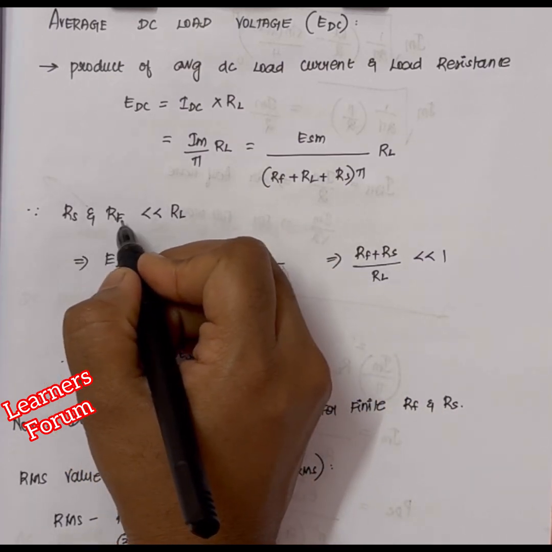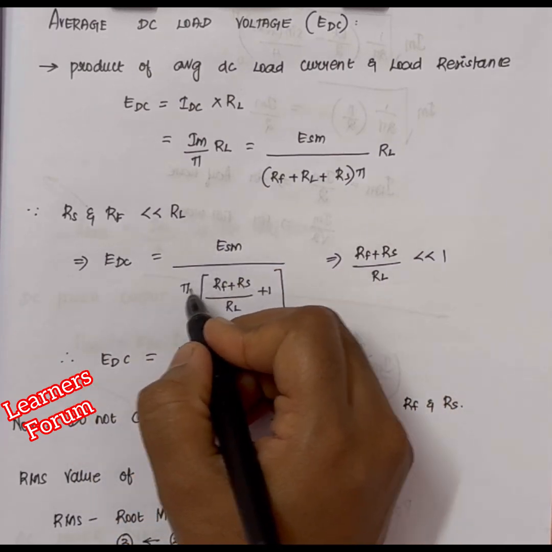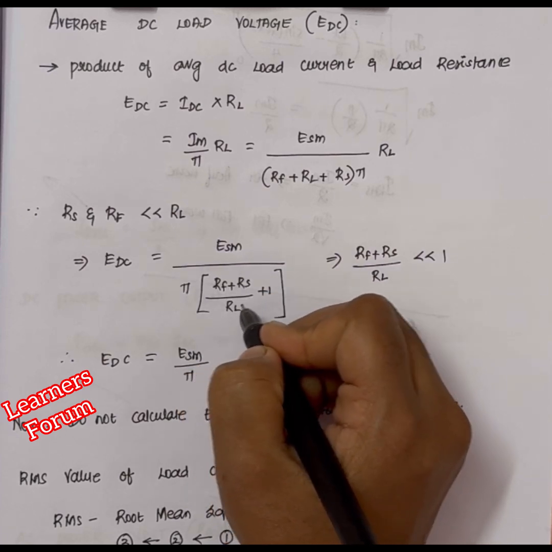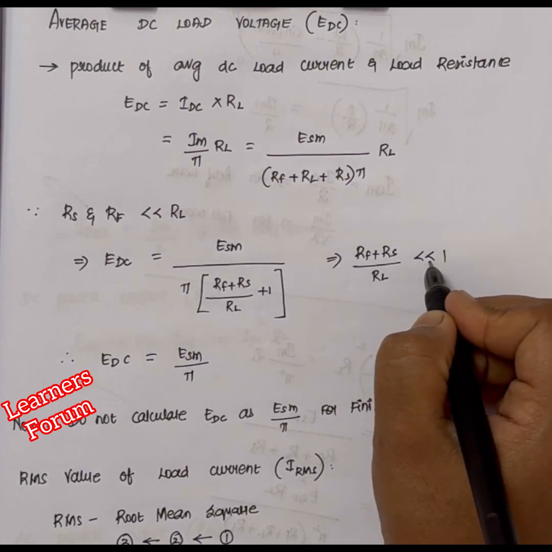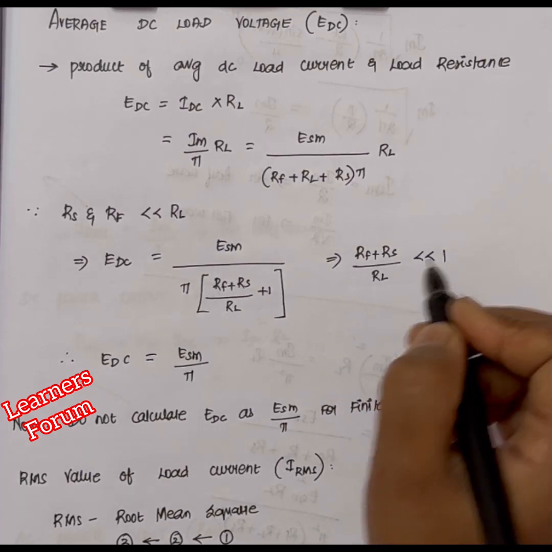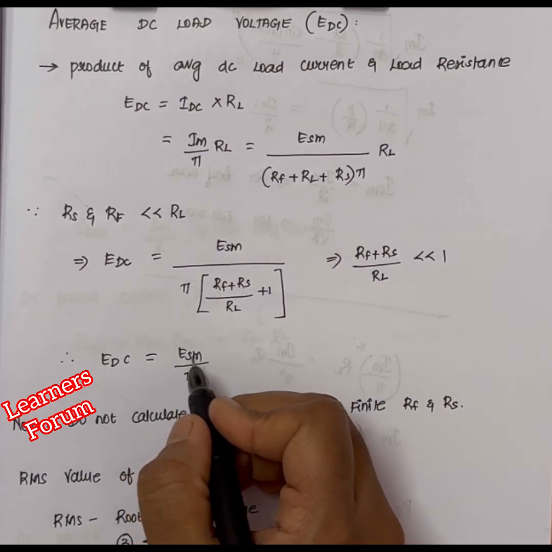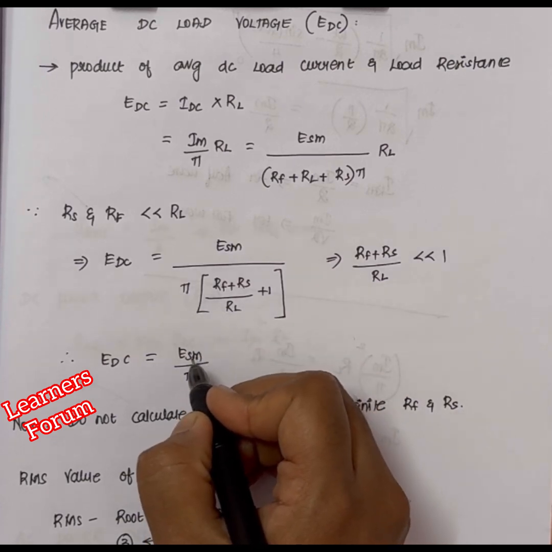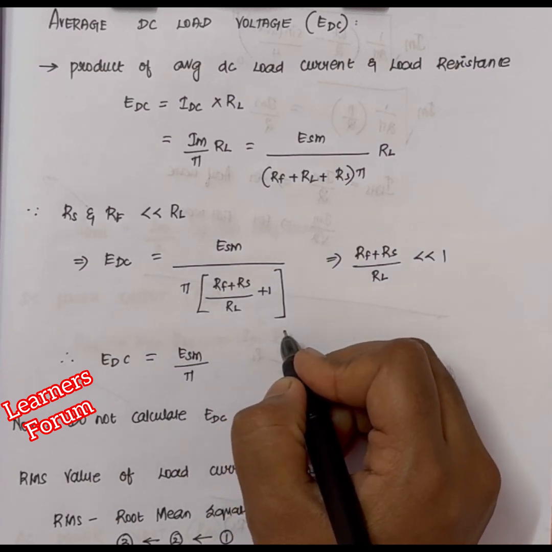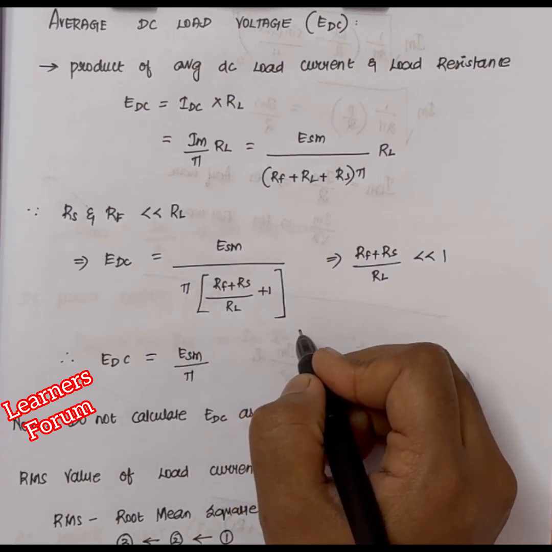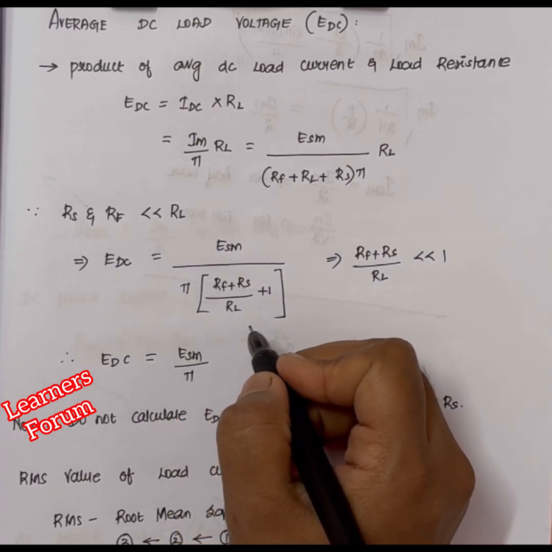Using this condition, we can further simplify the value of EDC as ESM divided by pi into RF plus RS divided by RL plus 1. This ratio of RF plus RS divided by RL will be very much less than unity, so we can neglect it and simplify the value to simply ESM divided by pi. So the DC load voltage is equal to the maximum peak value of the secondary winding, ESM, divided by pi. And the average DC load current IDC is equal to Im by pi. These are the values of DC load current and DC load voltage.